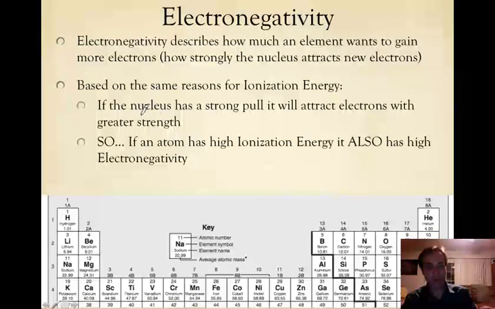In other words, the nucleus has a strong pull based on its positive charge, right? And if it has a really strong pull, it will attract electrons from other atoms. So if an atom has a high ionization energy, that means that it also tends to have a high electronegativity. They come hand in hand, with one exception.